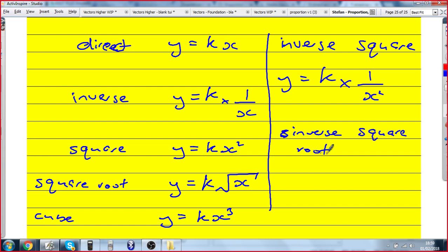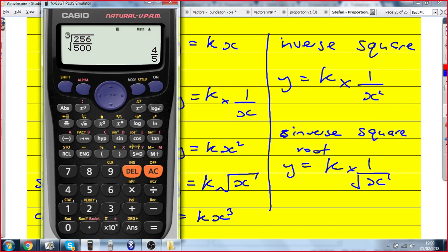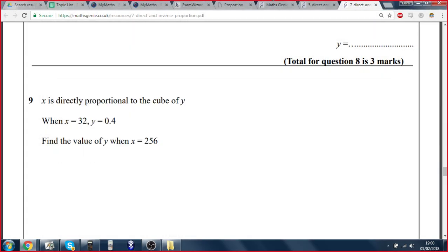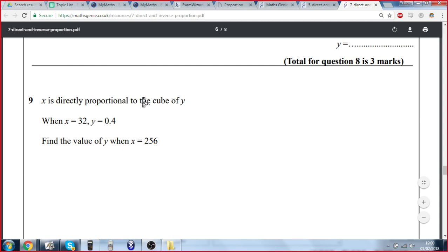Inverse square root is y equals k times 1 over square root of x. And each time you just sub in y, sub in x to find k, and then you sub in x and k to get the new y, or y and k to get the x, whichever one they're asking. And you just have to keep doing that for each of them. If you like, we can do all of the inverse and all that stuff next time.